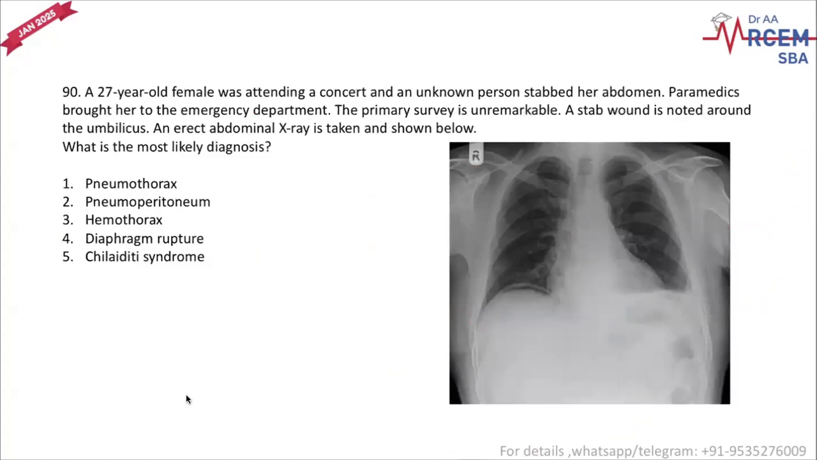A 27-year-old female was attending a concert when an unknown person stabbed her in the abdomen. Paramedics have brought her to the emergency department. Paramedics say an unremarkable abdominal wound is noted over the umbilicus. An erect abdominal X-ray is taken and shown below. What is the most likely diagnosis?